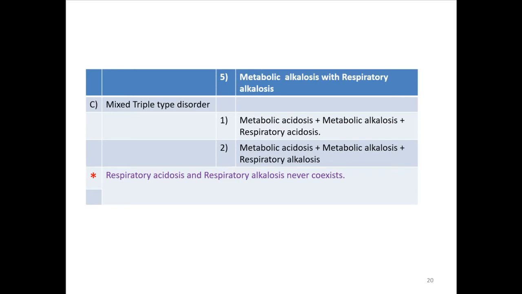C. Mixed triple type disorder. 1. Metabolic acidosis plus metabolic alkalosis plus respiratory acidosis. 2. Metabolic acidosis plus metabolic alkalosis plus respiratory alkalosis. Respiratory acidosis and respiratory alkalosis never coexist.